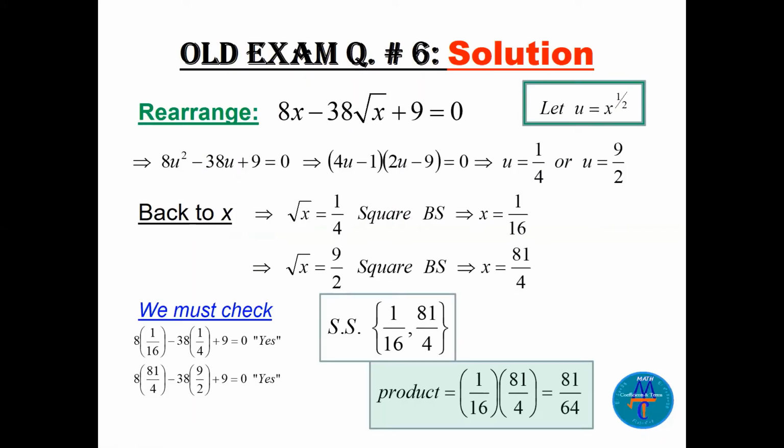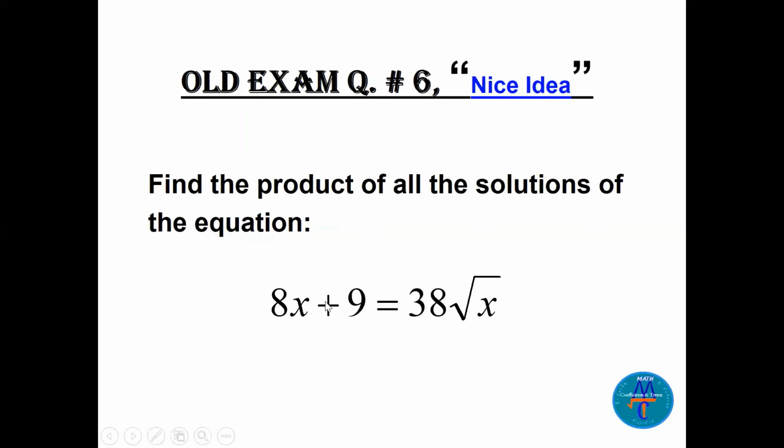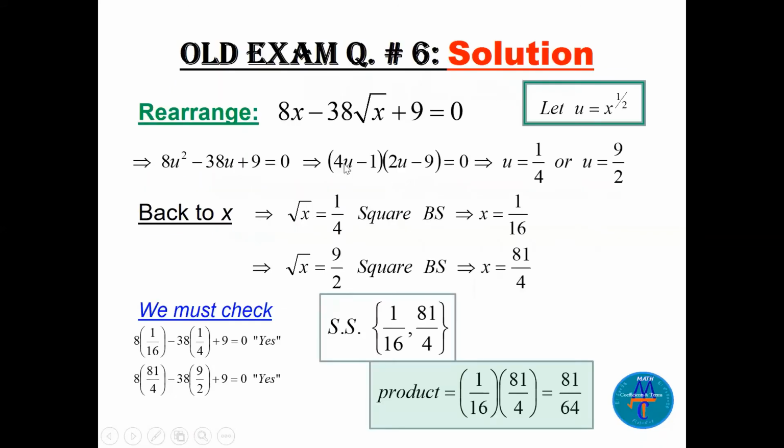Let's rearrange the equation. I put 8x here. You see 38, I take it there in the middle. So x now is power 1, you see? x power 1, and this is x power half. So this one we call quadratic in form, or quadratic in shape, because half is half of 1. See? So let u equal x power half.